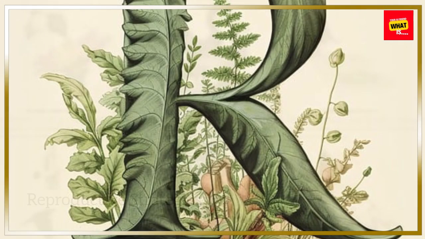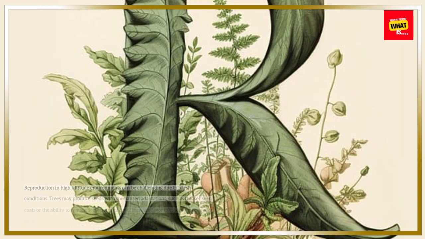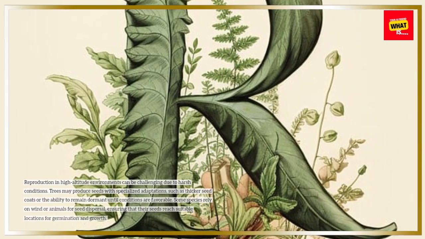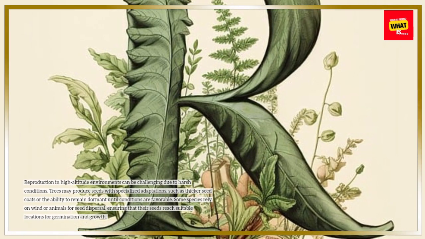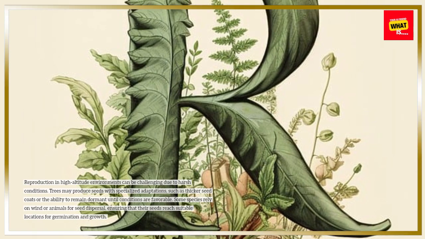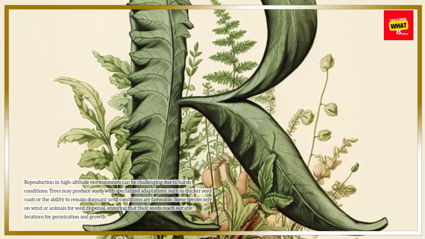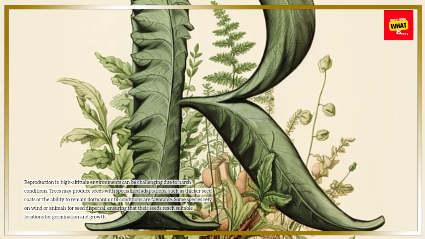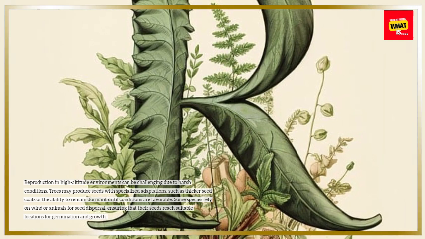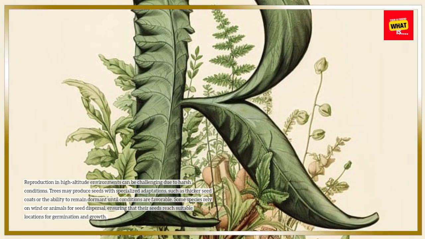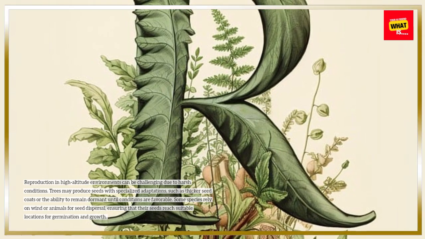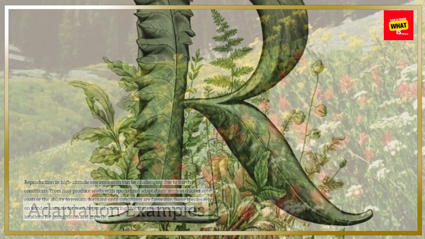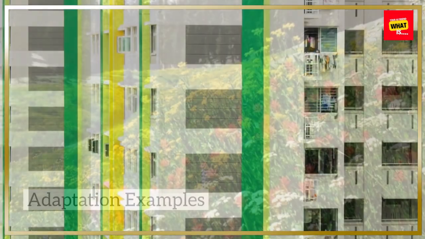Reproductive strategies. Reproduction in high-altitude environments can be challenging due to harsh conditions. Trees may produce seeds with specialized adaptations, such as thicker seed coats or the ability to remain dormant until conditions are favorable. Some species rely on wind or animals for seed dispersal, ensuring that their seeds reach suitable locations for germination and growth.